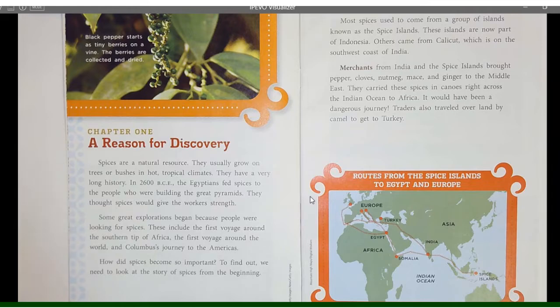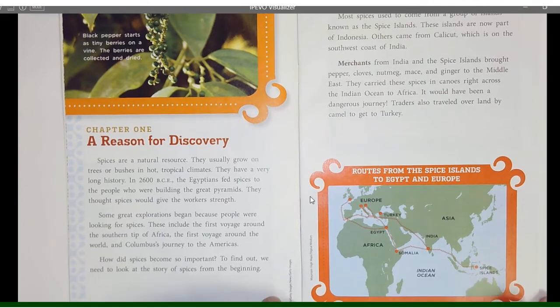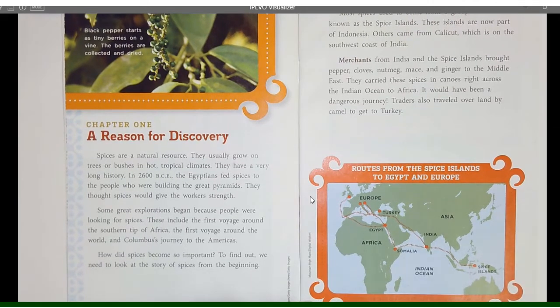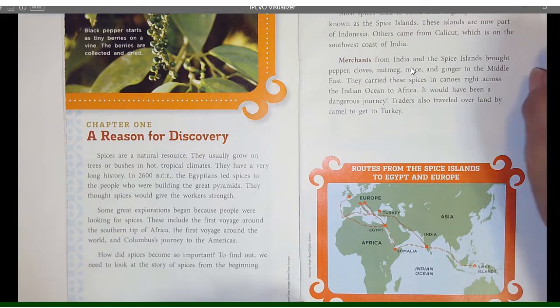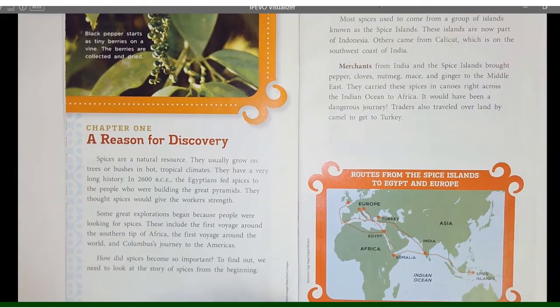Traders also traveled over land by camel to get to Turkey. So I'm going to give you an opportunity here to view this map as well, and I can pause it and you take your notes.